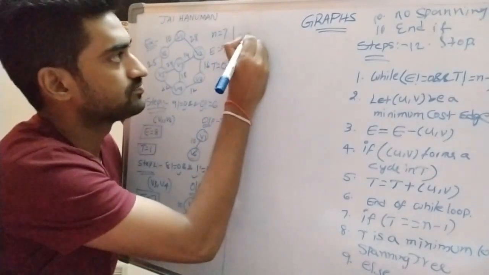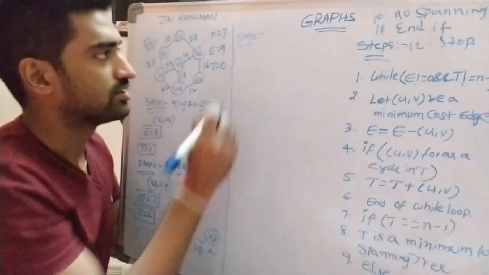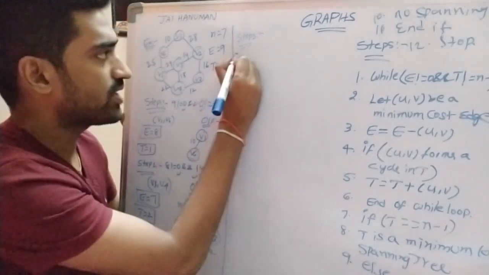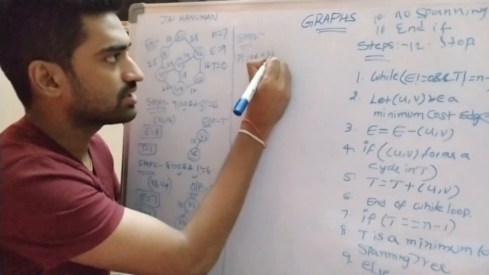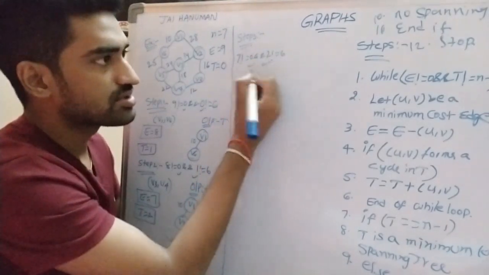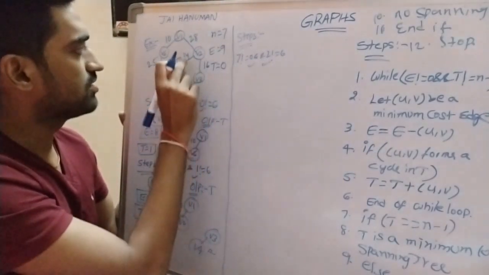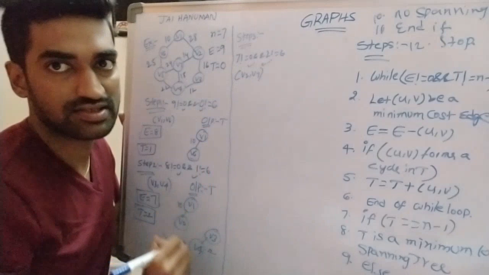Step 3. So in step 3, what we are doing? While E not equal to 0, logical AND of T not equal to n minus 1. 7 not equal to 0, logical AND of 2 not equal to 6. So both are true. So that's why we can take U comma V. What is the next minimum cost edge? V2 V7. So V2 V7 can be taken as minimum cost edge, right?